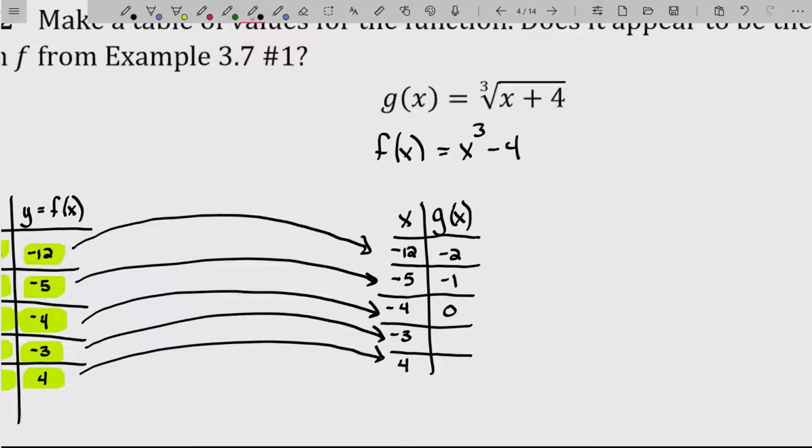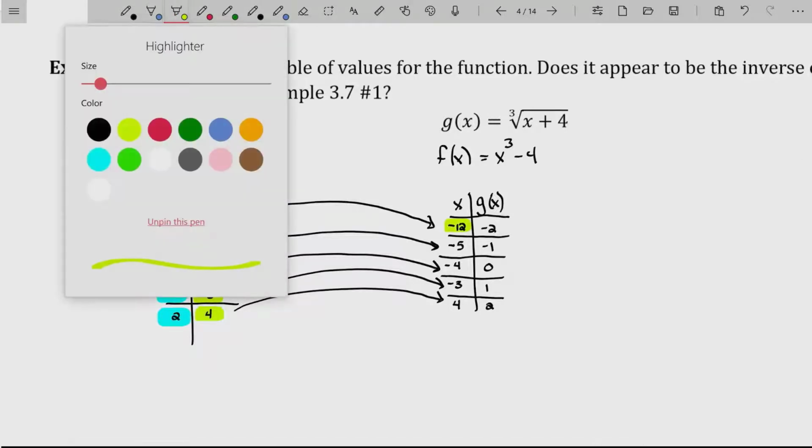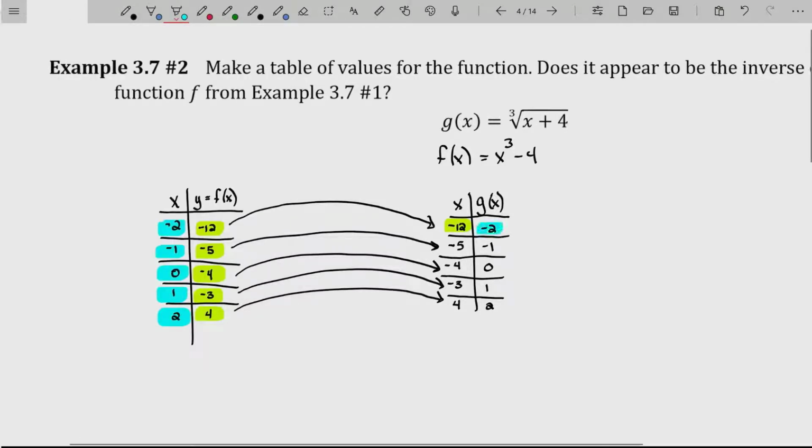Plug in -3 and add 4, you get 1. Cube root of 1 is 1. And plug in 4, you get 4 plus 4, or 8. Cube root of 8 is 2. Notice I had originally an input of -2, it led to -12, and so on down the line. And now I have the output of -12, and it leads back to the input -2, which looks like g is taking the outputs of f and returning back to the corresponding inputs.